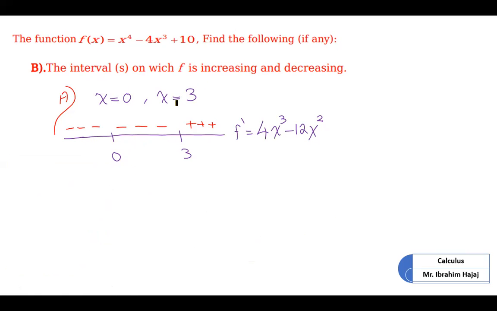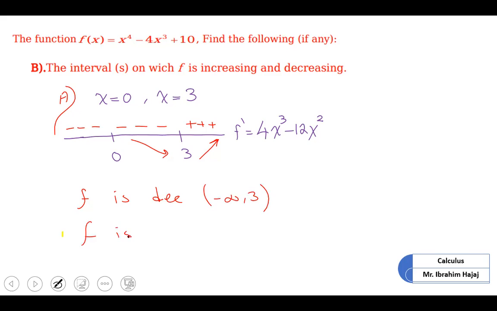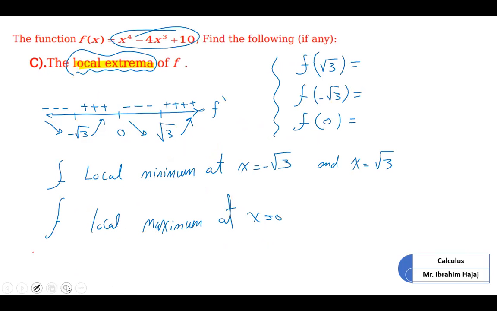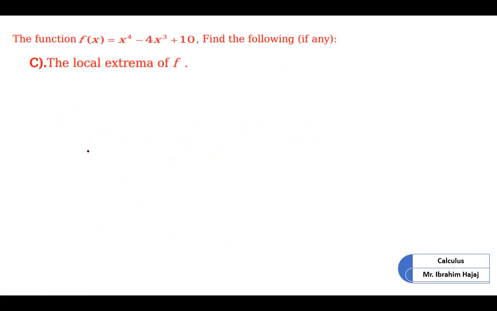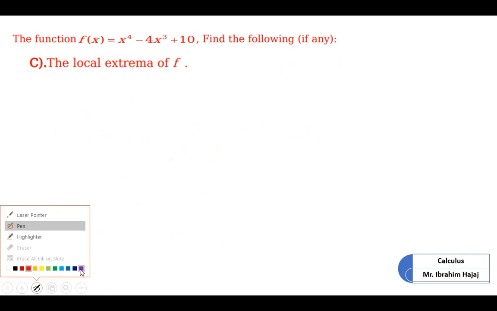So write the intervals in which f is increasing and decreasing. F is decreasing from -infinity to 3, and f is increasing from 3 to positive infinity. Next question, the local max and the local minimum. We have to cancel this all and repeat the answer again.